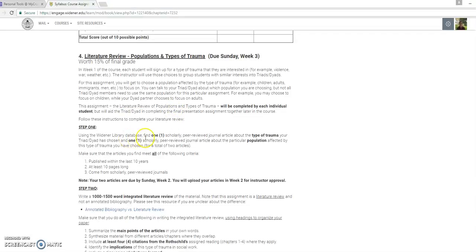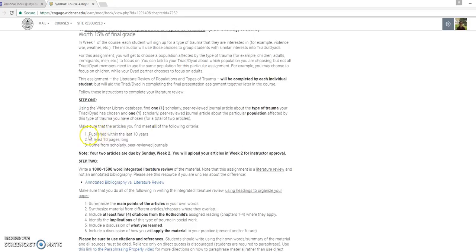So the first step is you have to pick out 2 papers from the Widener library. One is going to be on the type of trauma, and the other is going to be on the population that is impacted by the trauma. All papers have to be published within the last 10 years, at least 10 pages long, and should come from scholarly peer-reviewed journals. So even though the New York Times, I think, has some wonderful articles, we can't use them, or things that you might find in Psychology Today, etc. Even though they're really good sometimes, they're not suitable for this exercise.